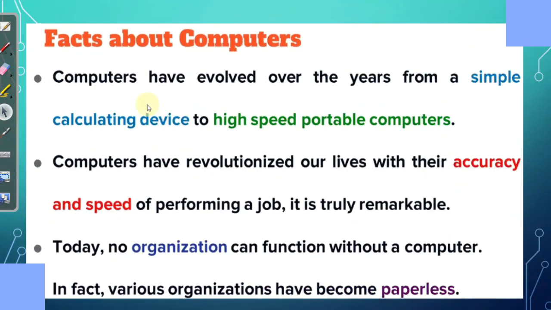So the computer has evolved over the years from a simple calculating device to a high speed portable computer. Now the computer is portable, you can carry it to any place, but previously it was not like that. It may have been the size of one room, and you couldn't carry it around. Now it has great accuracy and speed in performing a job, and nowadays no organization can function without a computer, right?